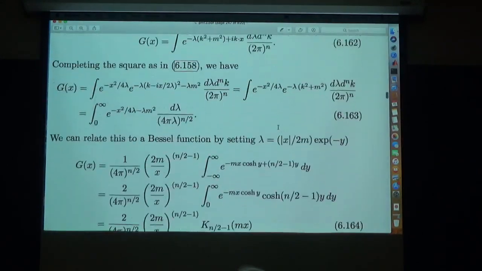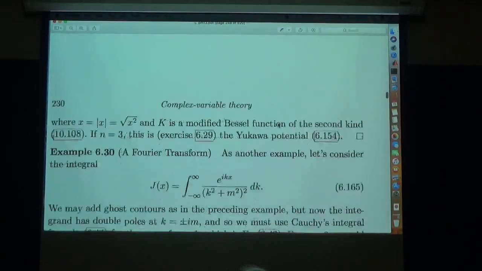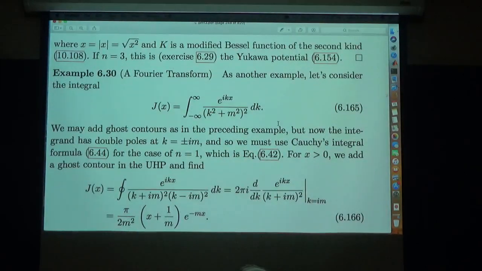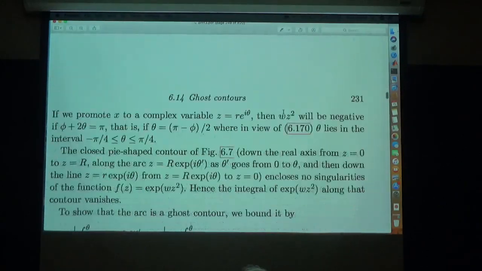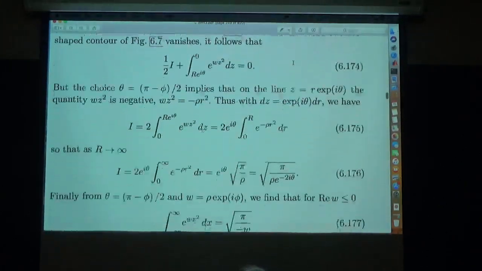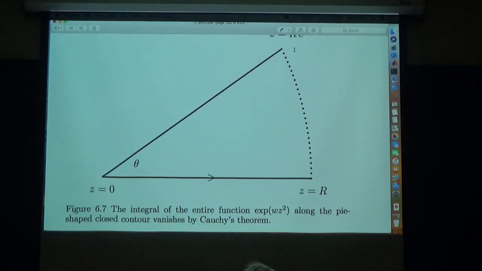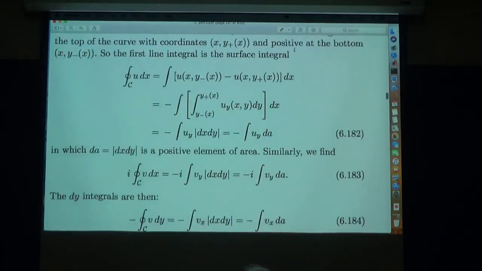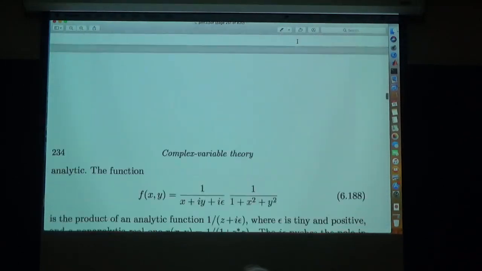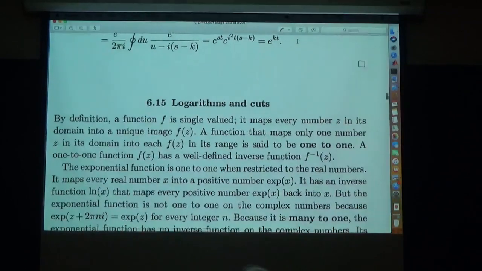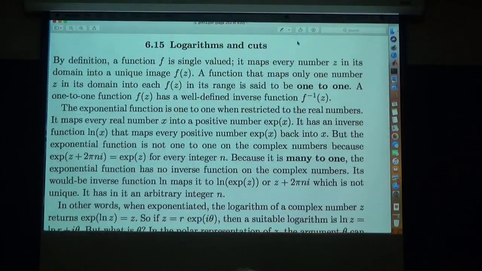So here are some more examples which I think we'll skip. I can do them in the problem session if you want. Anyway, these ghost contours are very useful. The thing you've got to check in each case is, does the function go to 0 on the contour fast enough, faster than the length of the contour? That's essentially the issue.